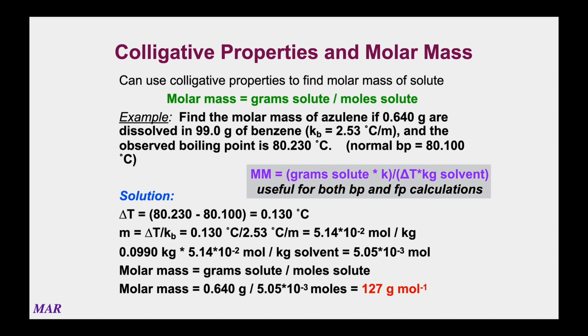This process works for both boiling points and freezing points. So in this problem, it was how much higher the solution was relative to the solvent in a boiling point. You could also do this for freezing point. The ΔT would be the difference between the freezing point of the pure solvent and the freezing point of the solution.